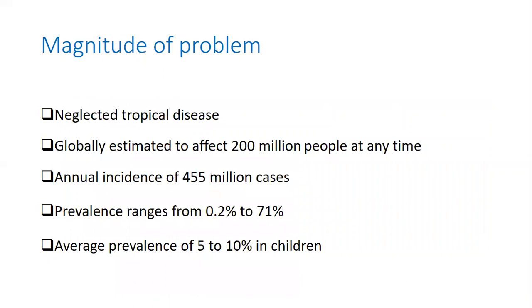Magnitude of the problem: it was included in the neglected tropical diseases in 2017. Globally, it is estimated to affect 200 million people at any time, with annual incidence of about 455 million cases. Prevalence ranges from 0.2 percent to 71 percent, so the average prevalence is 5 to 10 percent in children in poor socio-economic countries.